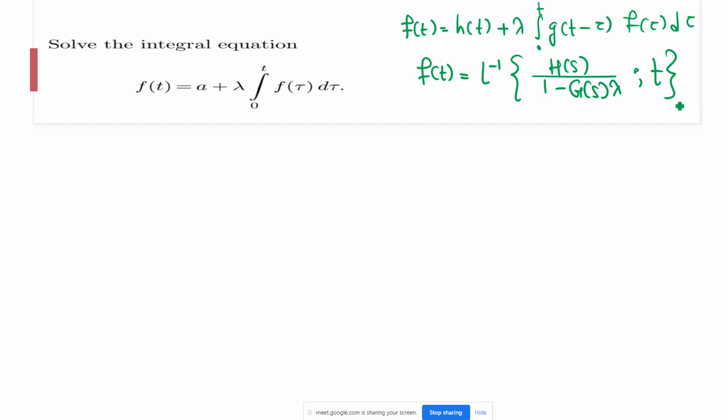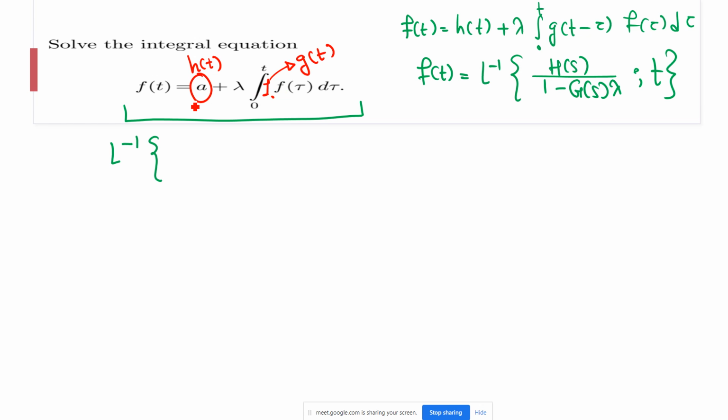So if I want to find the solution of this, then I need to find the Laplace inverse of h of s. So what is my small h of t? I'll just note this is my small h of t. Here I have constant 1 multiplied, so this is my g of t actually. So what would be the Laplace of a? Just let me know in the chat box. Laplace transform of a.